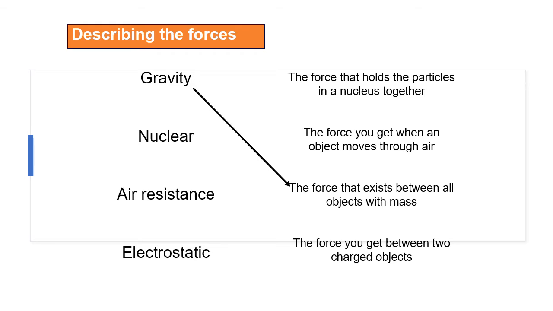Nuclear, that word itself is there in the explanation. The force that holds the particles in a nucleus together. Air resistance, again, you can see a similarity there. The force you get when an object moves through air. And of course, the one that is left, electrostatic, the force you get between two charged objects.